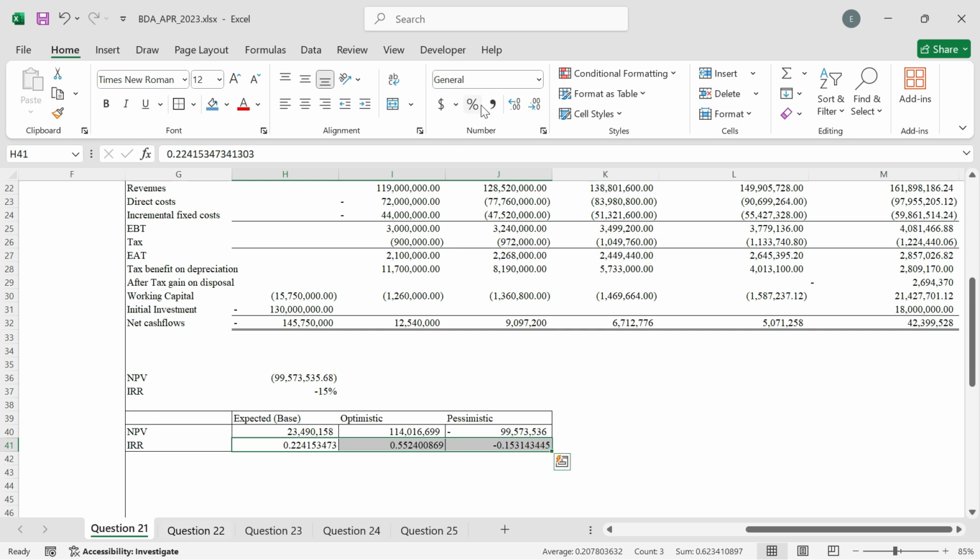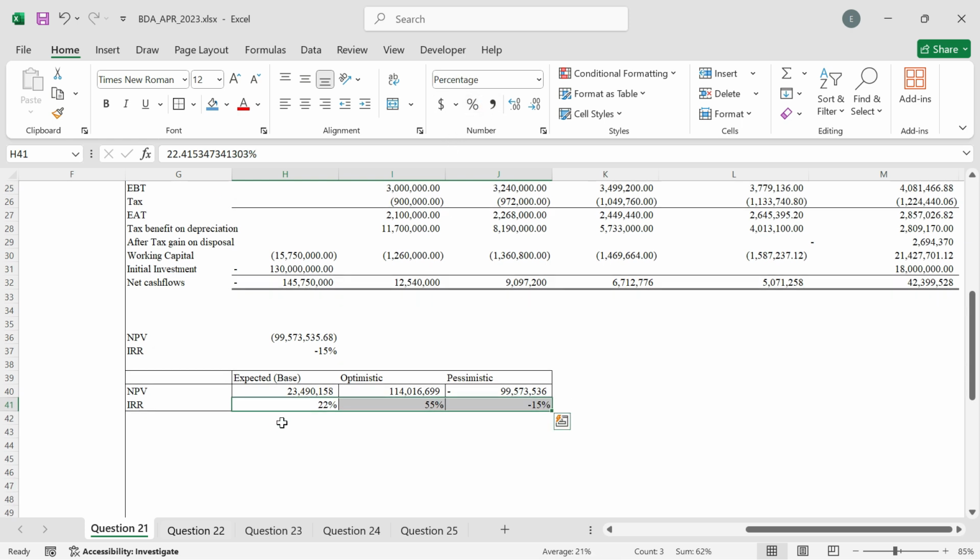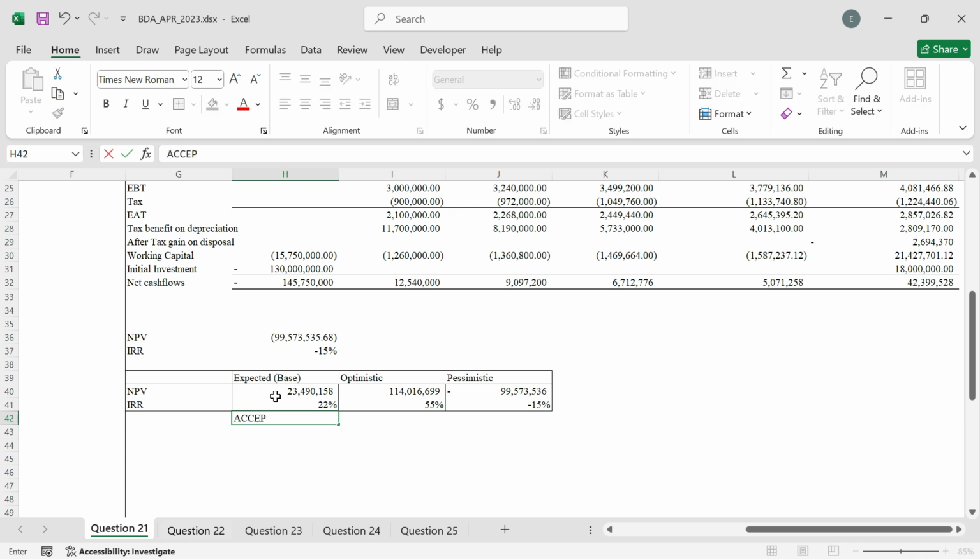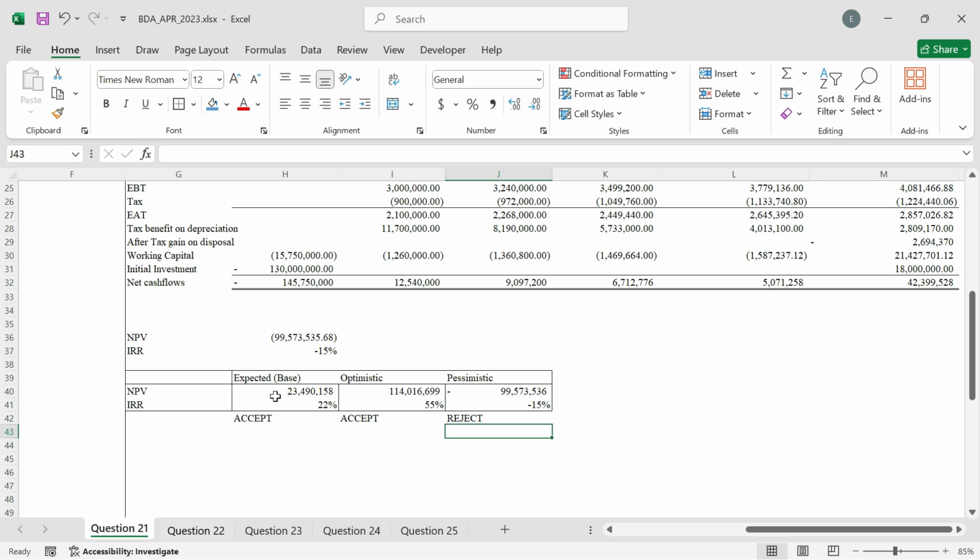So then I can now make my decision. In the expected case, the NPV is positive and the IRR is higher than the cost of capital, so I accept. Same thing in the optimistic case, I accept. And in the pessimistic case, I reject, because the NPV is lower than 0 and the IRR is lower than the cost of capital. And that will have been my required solution.